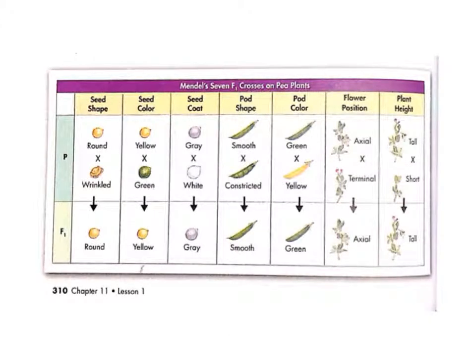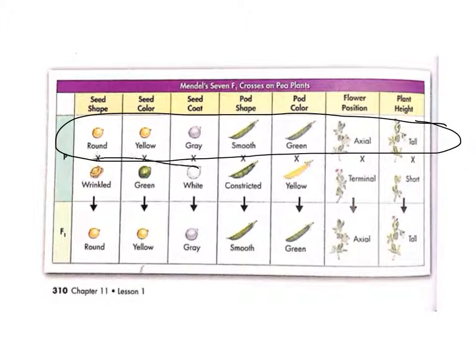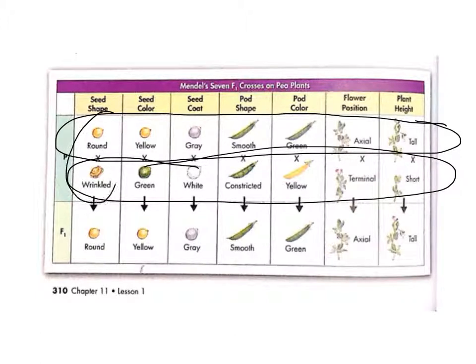In this picture from our textbook, you can see that Mendel bred one type of pea plant with a second type of pea plant. And in each one of these generations, you saw only one of the parents. So when a round and a wrinkled parent were crossed, all of the offspring were round. That means that the round trait is dominant to the wrinkled trait, which would be recessive.